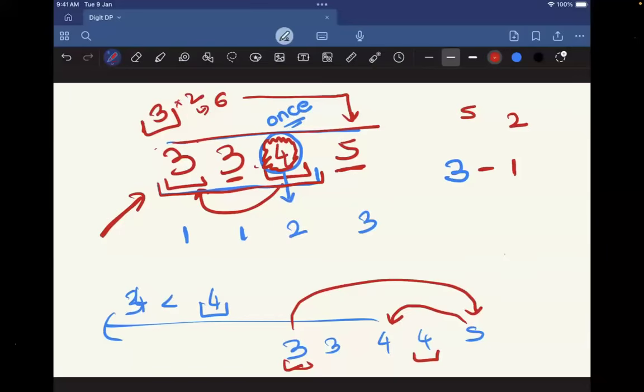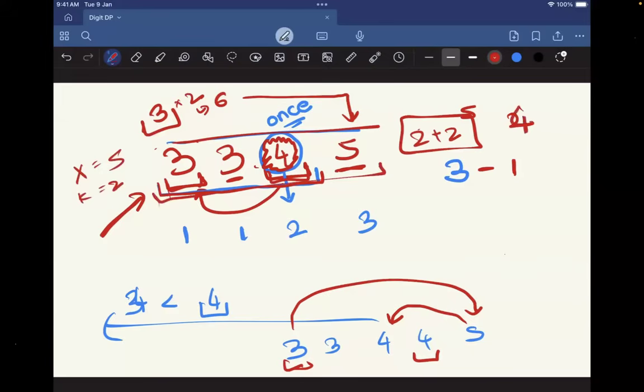And how many elements have I already killed? I have killed this 3 and this 4. So I can kill all elements, which is 4. So the answer for if X is initially 5, K is 2, and this is the array, then my answer would be 4. Is this clear, guys? Yes?